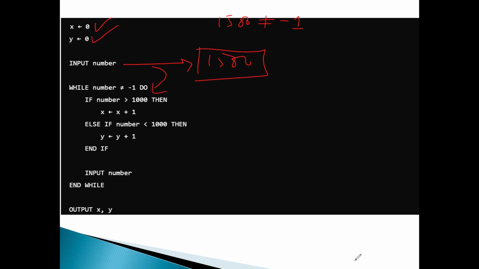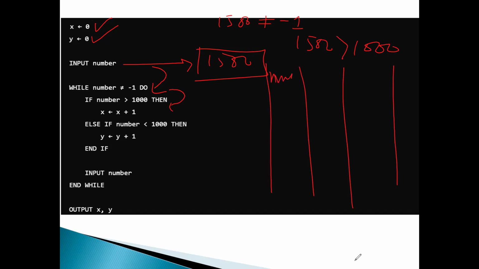Because control will come here, it will check the condition: while number not equal to minus one. Is it true or false? True. So the program will come here. If number greater than 1000, 1500 greater than 1000, is this true or false? True. I'm writing X and Y here. I have given 1500, so now X will be updated. X's initial value was 0, now it will become 1. Got the idea?